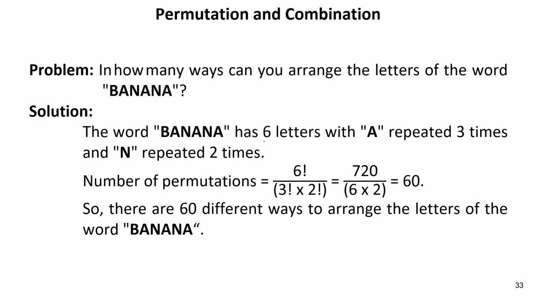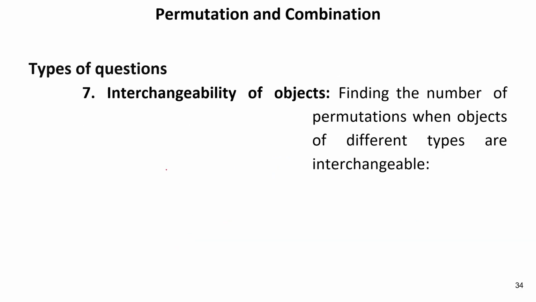There are 60 ways to arrange banana. So the word banana has 6 letters, with A repeated thrice and N repeated twice. So 6 factorial by 3 factorial into 2 factorial, that will be equal to 720 by 12, that is equal to 60. So there are actually 60 different ways to arrange the letters of the word banana.